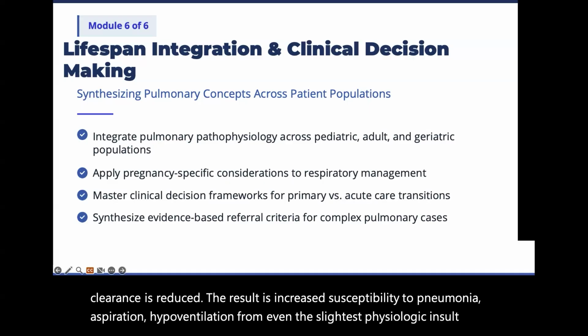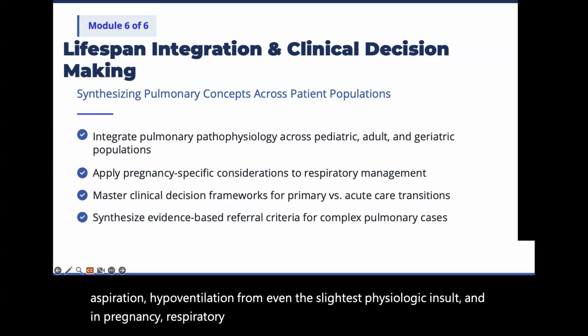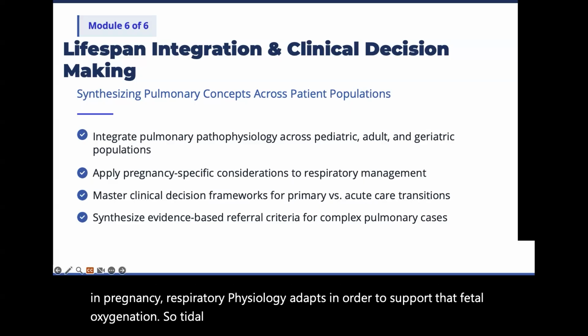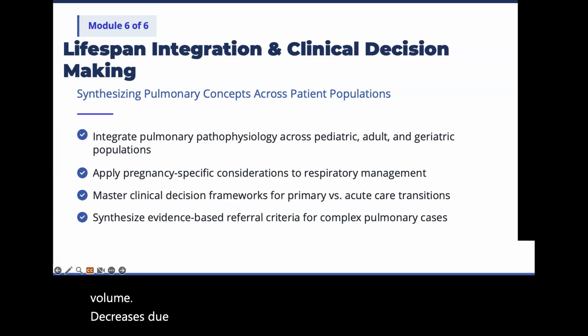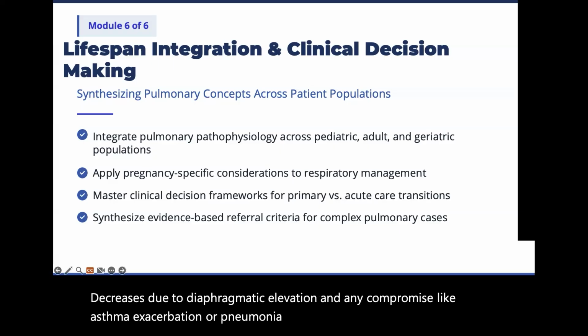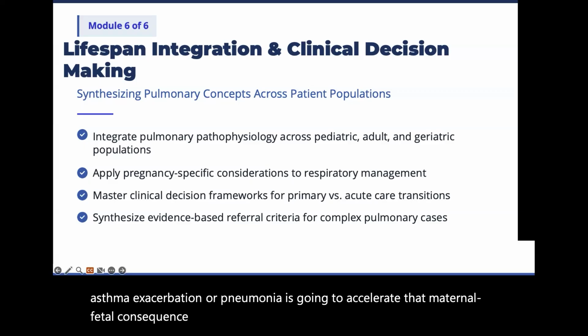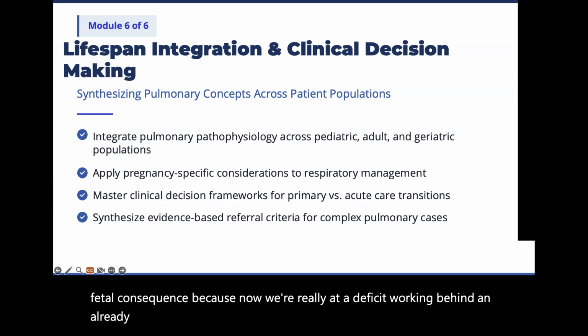And in pregnancy, respiratory physiology adapts in order to support fetal oxygenation. Tidal volume and minute ventilation increase, but residual volume decreases due to diaphragmatic elevation. And any compromise like an asthma exacerbation or pneumonia is going to accelerate the maternal-fetal consequences because now we're working at a deficit behind an already diminished state.